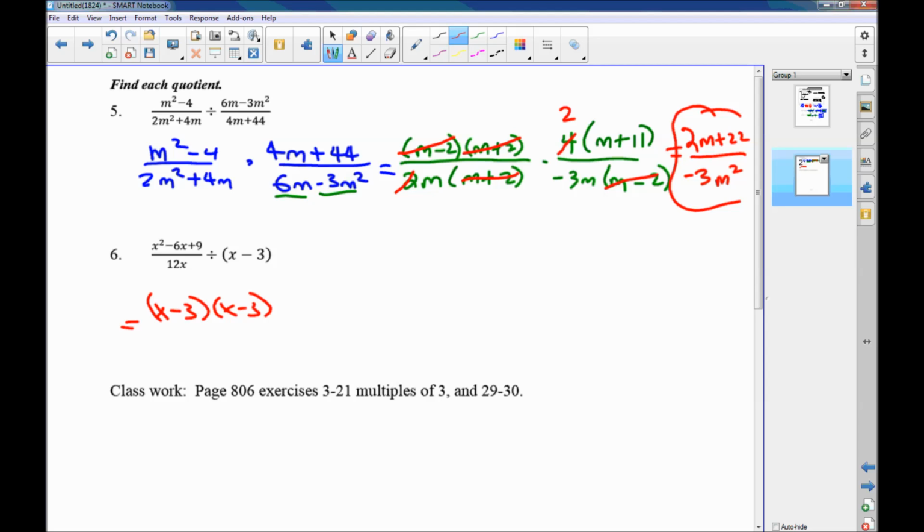It's a perfect square trinomial over 12x. It's going to be times 1 over x minus 3. So one of these x minus 3s will cancel with the one on the bottom. Nothing else can cancel, so we keep x minus 3 on top, and the bottom has 12x.